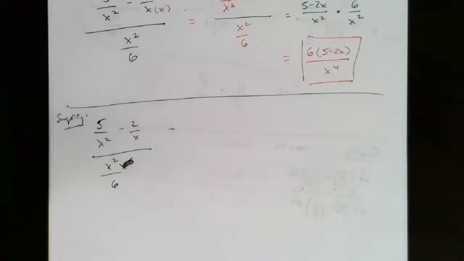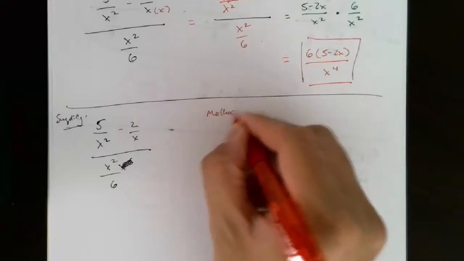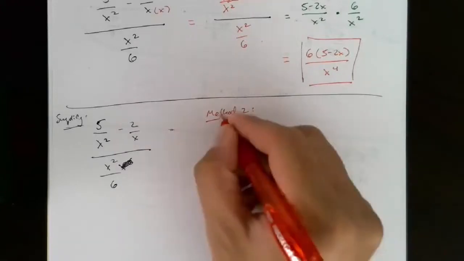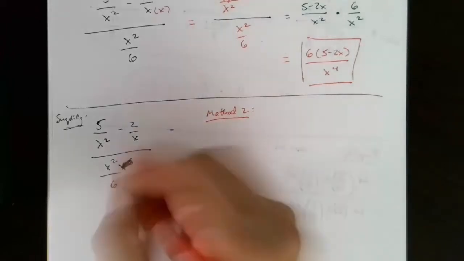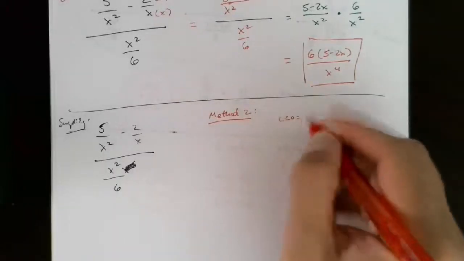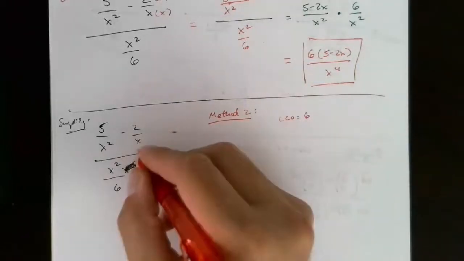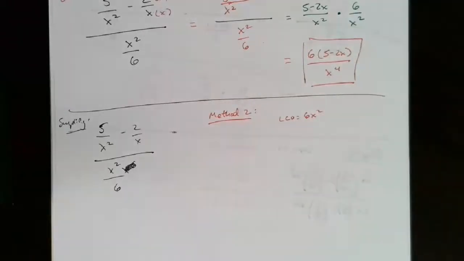Okay, so method 2, remember method 2 said we're looking for an LCD for all the fractions that appear. So in this case, x squared, x, and 6 are my denominators, so the LCD will equal, well, you need the 6, and then between x and x squared, you need x squared, the highest one you see. Don't make it x to the 3rd, then you didn't pick the lowest. It also might not simplify as easily.